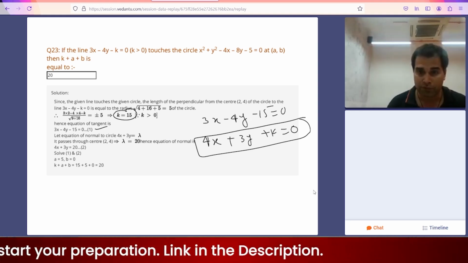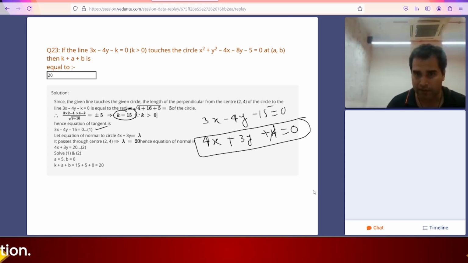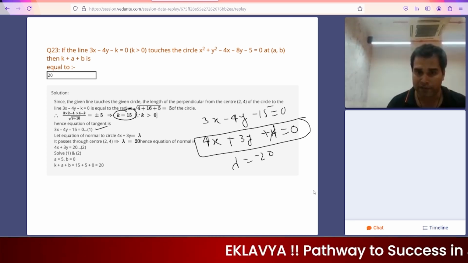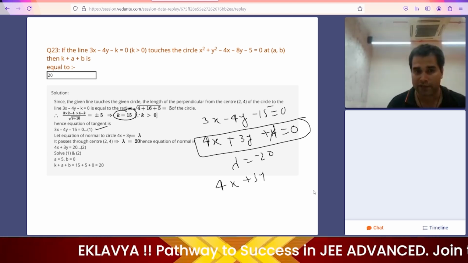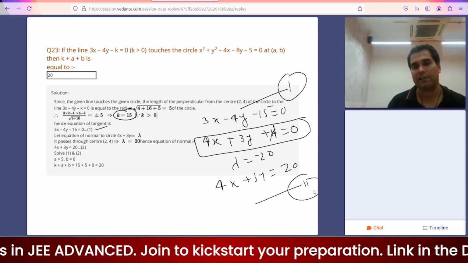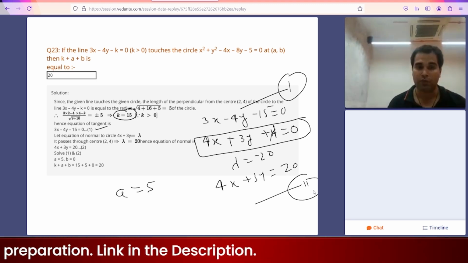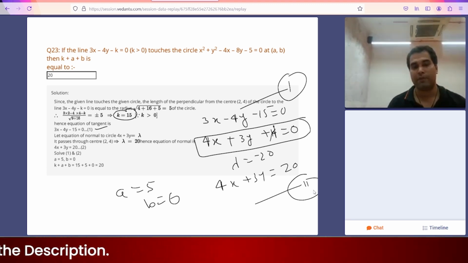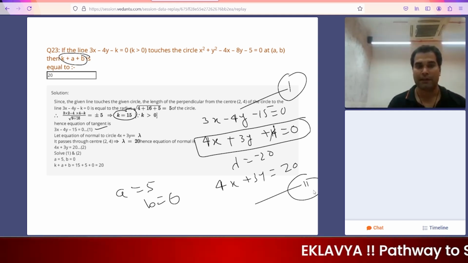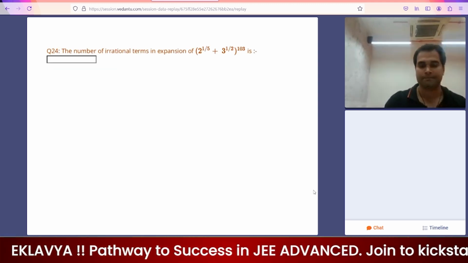If we put the other variable as lambda and put 2 comma 4, we get lambda equal to minus 20, which means the perpendicular line equation is 4x plus 3y equal to 20. This is equation 1 and this is equation 2. Solving equations 1 and 2, we get a equal to 5 and b equal to 0. Put these in k plus a plus b, and here 20 is the correct answer.